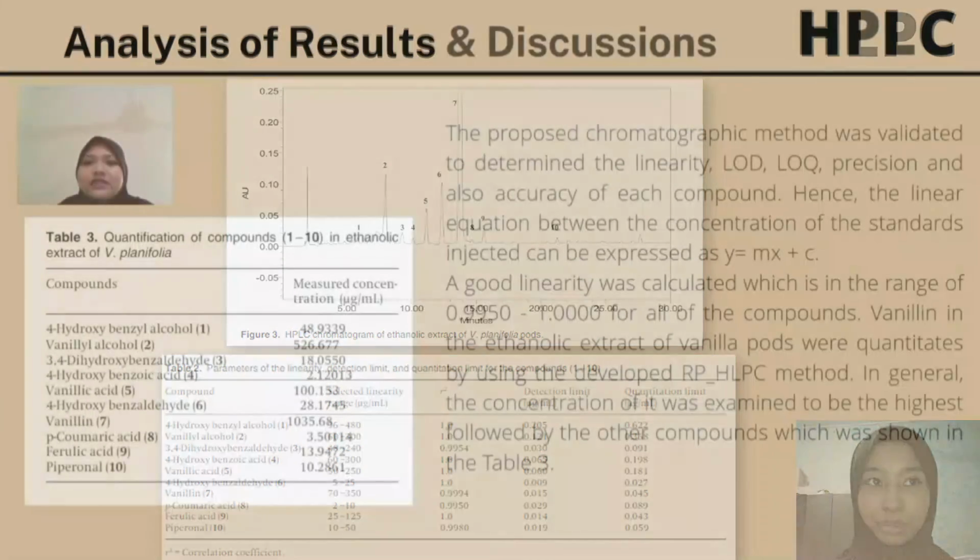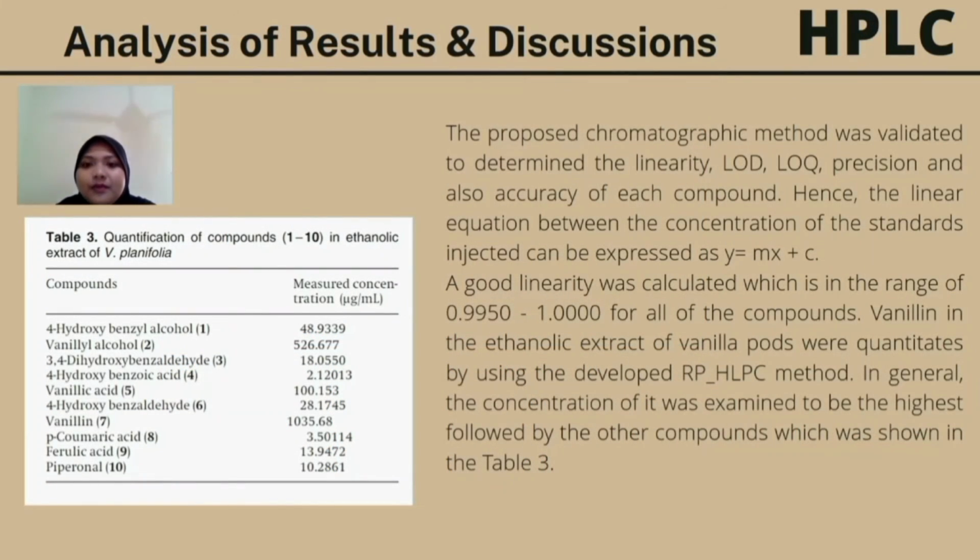Next is the discussion for HPLC. The proposed chromatographic method was validated to determine the linearity, precision, and also accuracy of each compound. Vanillin in the ethanolic extract of vanilla pods was quantitated by using the developed RP-HPLC method. In general, the concentration of vanillin was ascertained to be the highest, followed by the other compounds, which are shown in Table 3.